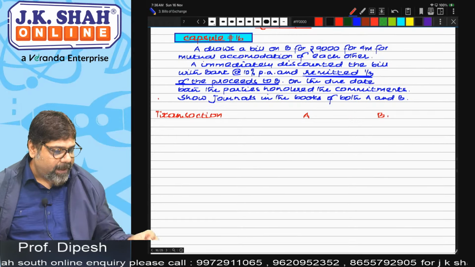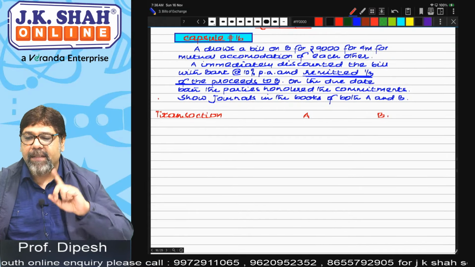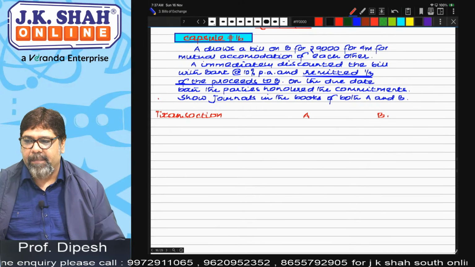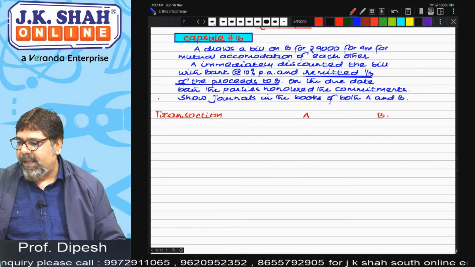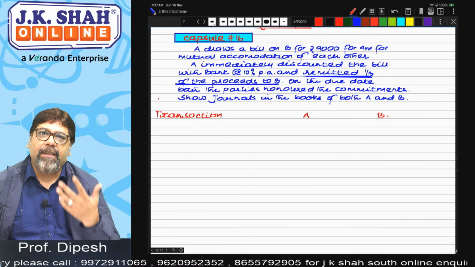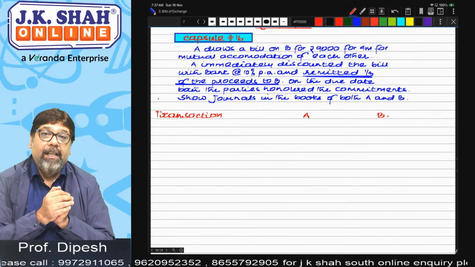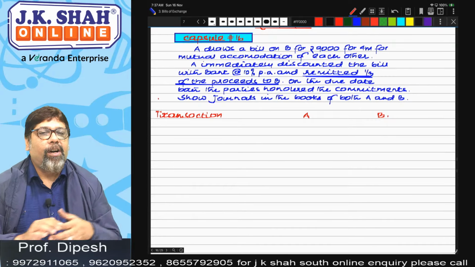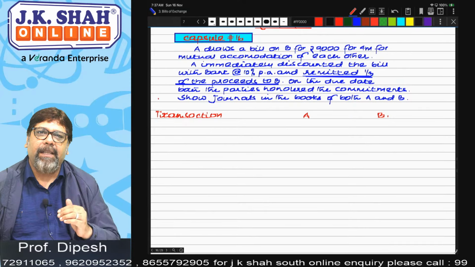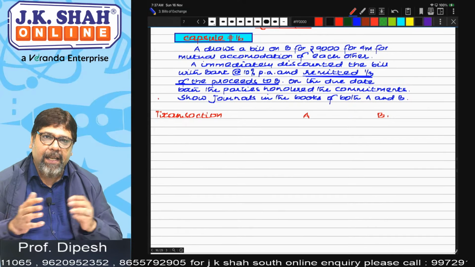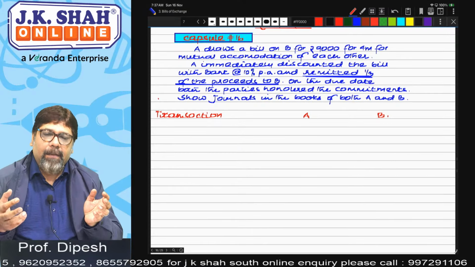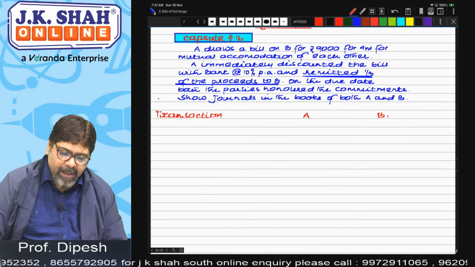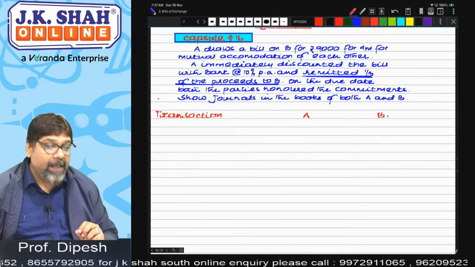Then the first party who draws the bill discounts the bill. As soon as he discounts the bill, he gets the money. That money is shared by both the parties. On the due date, the bank will come and ask for money. Both the parties again will arrange the money and give it to the bank. Correct? Now let's see this by a simple example.